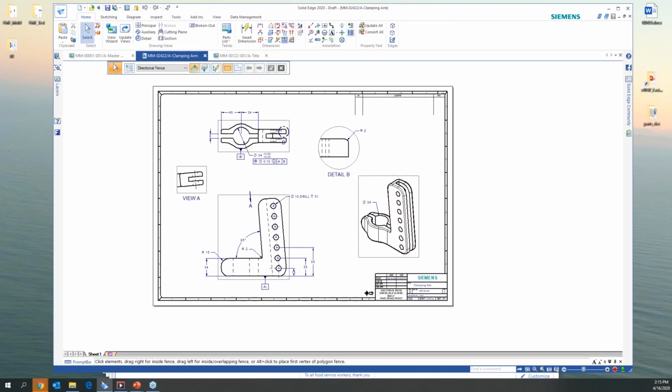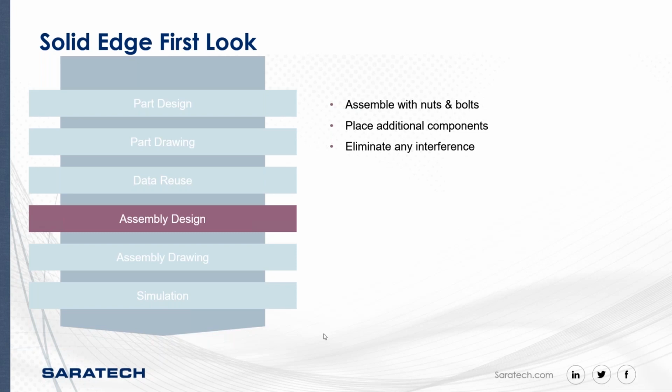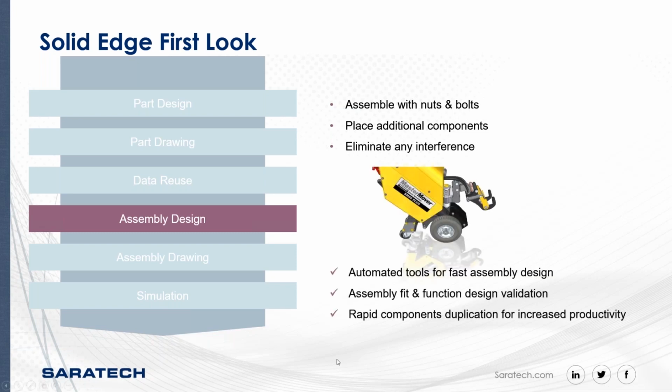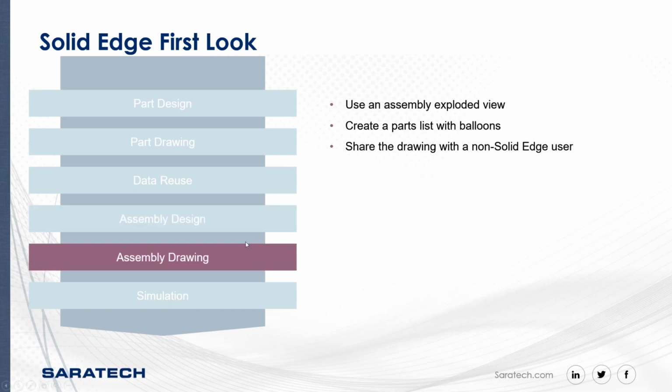All right, so the next part, let's go back to my presentation. Okay, so what we're trying to do there is show you some of the automated fast design tools, designing based on fit and function and validating that, and some of the rapid components for duplications where we're taking that washer and duplicating it across. So next we're going to be using an assembly for the exploded views.